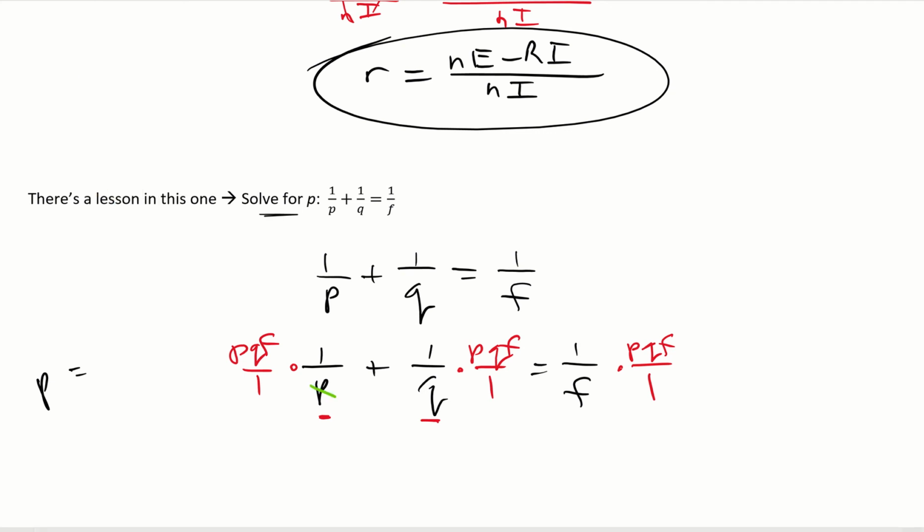Watch. P cancels. Who's left? QF. Plus, Q's cancel. Who's left? PF. Isn't this bizarre? Math is strange. Equals. Who cancels? F. Who's left? PQ. All right. So who are we solving for again? Oh yeah, P. But we got it down to earth. We took this formula and cleared fractions, got it down to earth.